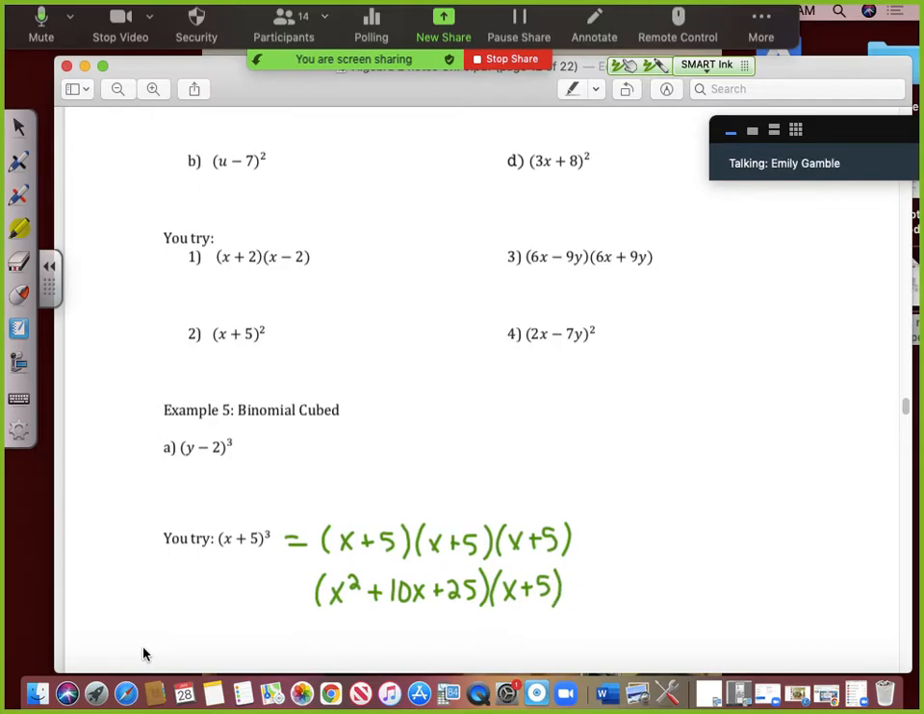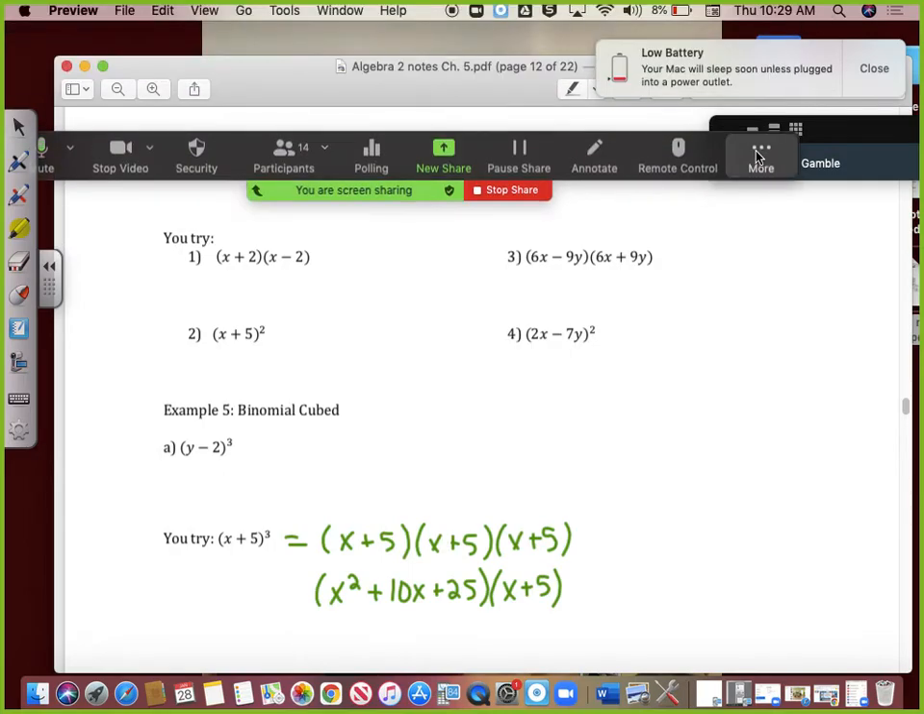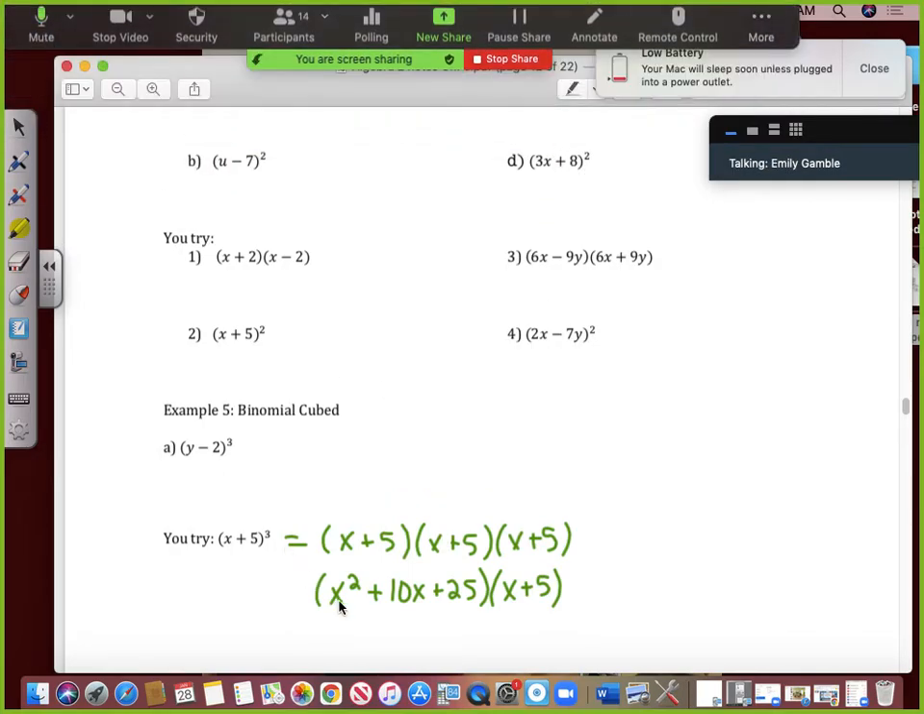Alright, so when we go to simplify this, the first thing you would do is expand it by writing x plus 5 three times. Then the next thing you would do is take two of the x plus 5s and multiply them to get x squared plus 10x plus 25. That's what the product of two of these is. Then we take that and multiply by the third one.